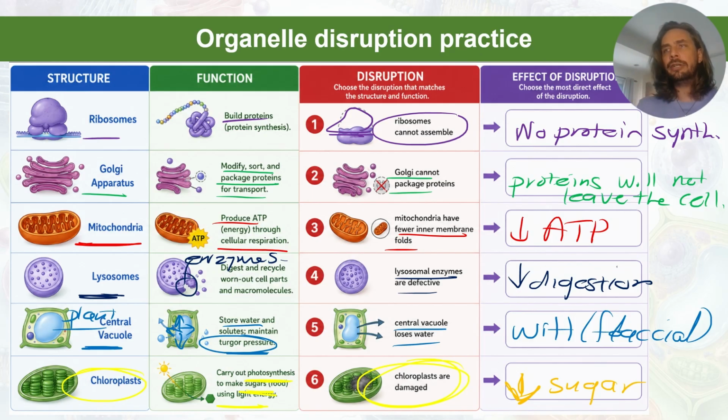So this is a very good idea of how you need to understand these different organelles by linking it with the structure and the function. And then if there is a disruption that matches either the structure or the function of that organelle.